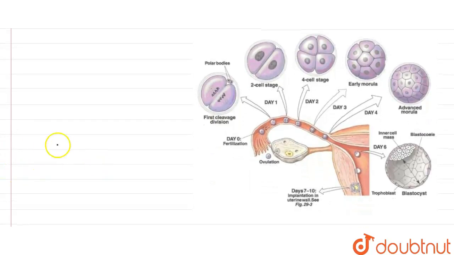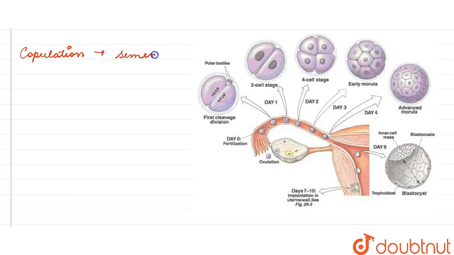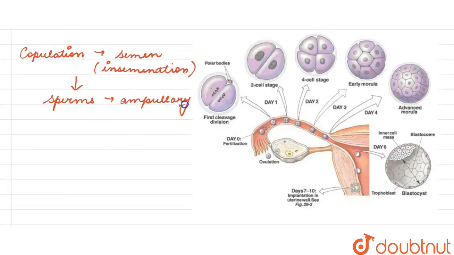Okay. Now what happens is that during copulation, the semen is injected in the female's body and this is called insemination. Alright. Now this semen consists of the male gamete, that is sperms. Alright. So the sperms will move in the female reproductive tract and they will go to the ampullary region of the fallopian tube.